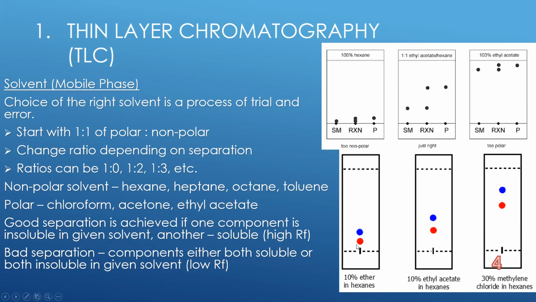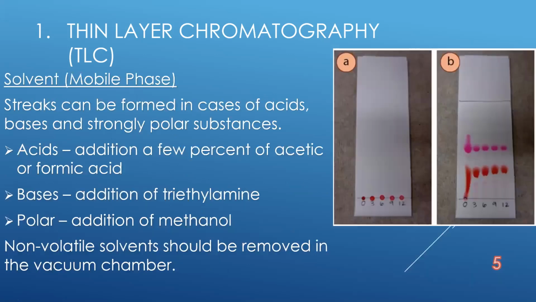the value of the retardation factors. So, for example, in the first case, in the second bottom picture, it has a low retardation factor because both substances are close to the starting line. The starting line is the bottom line. The second has a better retardation factor, and the top one has the best retardation factor and the best separation of two substances. So, for example, 30% of methylene chloride in hexanes is the best solvent for the separation of such substances.